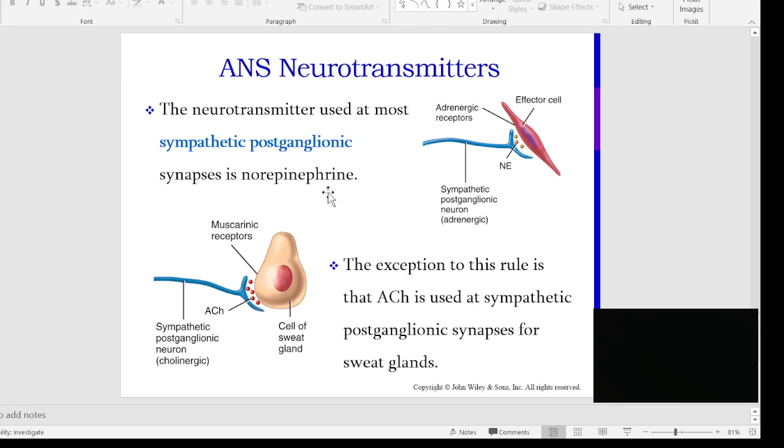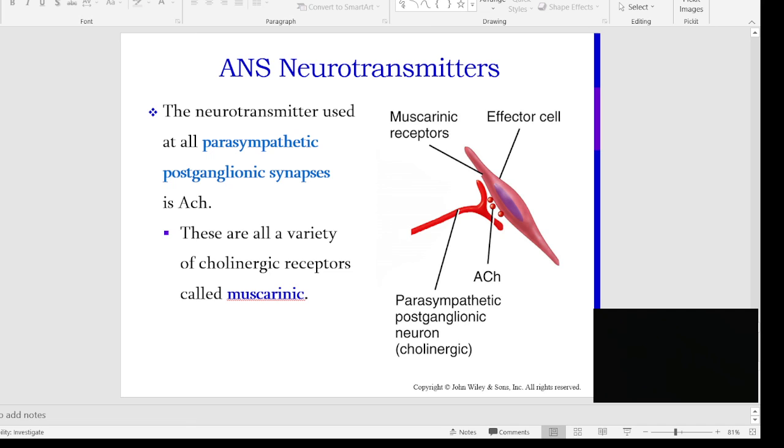The neurotransmitter used at most sympathetic postganglionic synapses is norepinephrine. The one exception is ACh, which is used at the postganglionic synapses of the sweat glands. At the effector, the axon terminal, you find muscarinic receptors on the surface of our muscles.